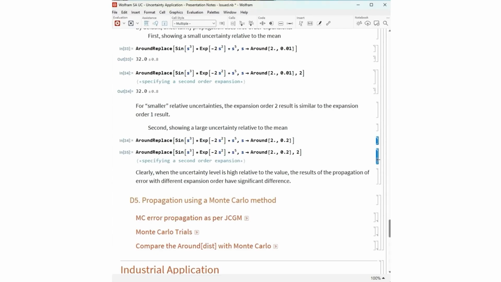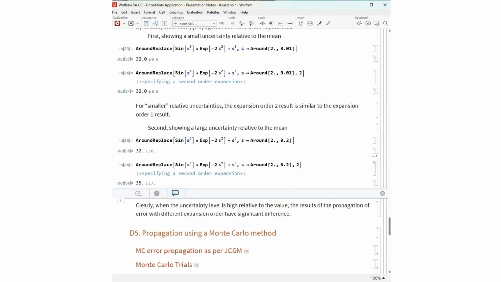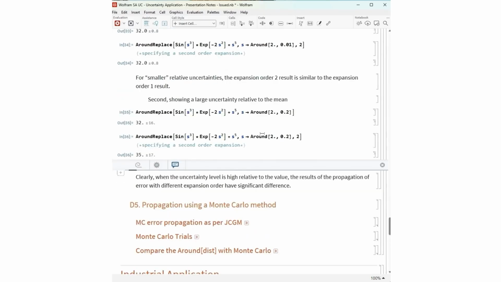Just compute these quickly. For the first order, the result is an expected high uncertainty with a value 32 plus or minus 0.16. For the second order propagation, you get a different value and uncertainty. Therefore, one needs to pay attention to the size of the uncertainty relative to its value and the compute function you're using when you're doing the error propagation. But in Wolfram, you can easily experiment with the results of different setups and assumptions.